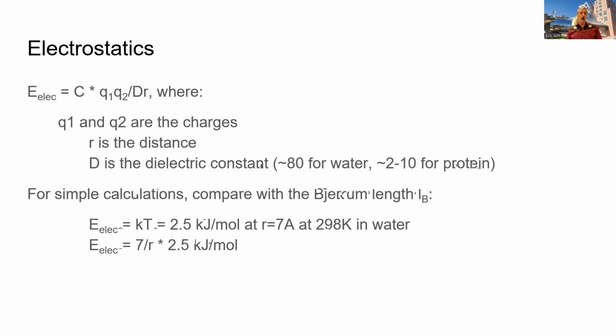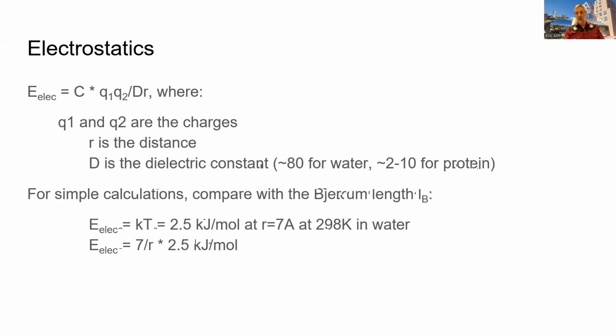And in water, the Bjerrum length is 7 angstroms. So a carbon-carbon bond is about 1.5 angstroms. Okay, so if two charges are separated by 7 angstroms in water, then those interactions are just barely above the level that you would see from random thermal fluctuations. Okay, so that's not a very tightly bound interaction.